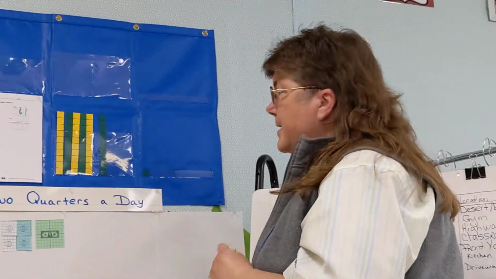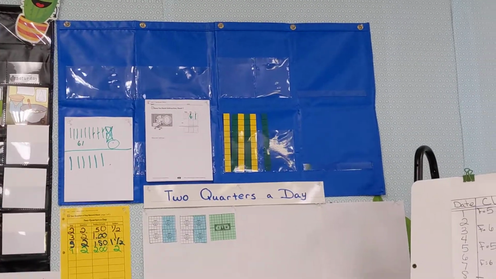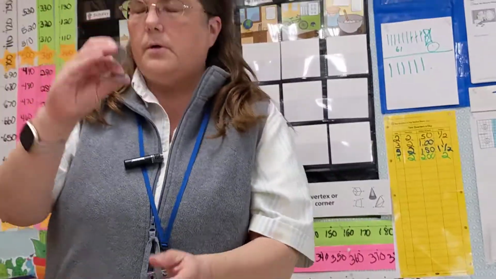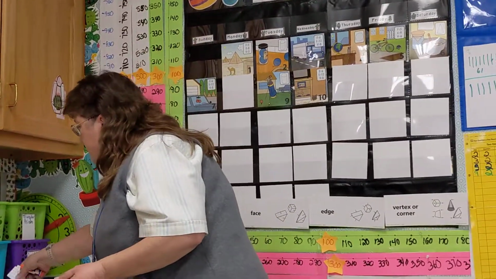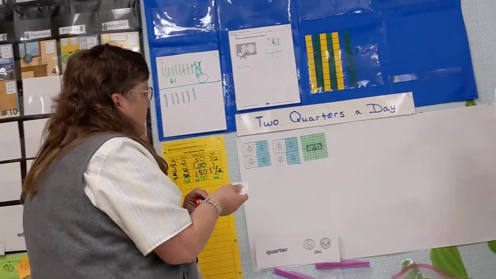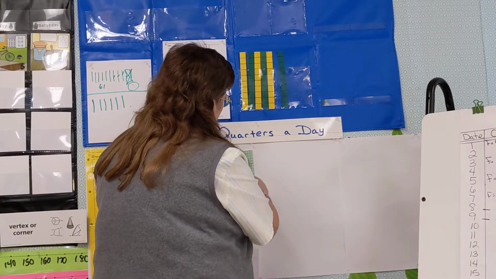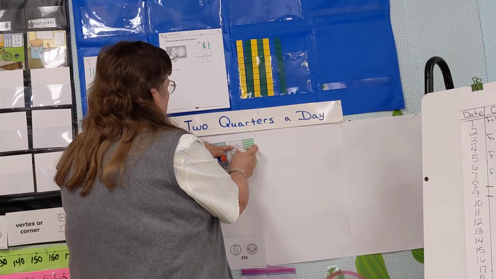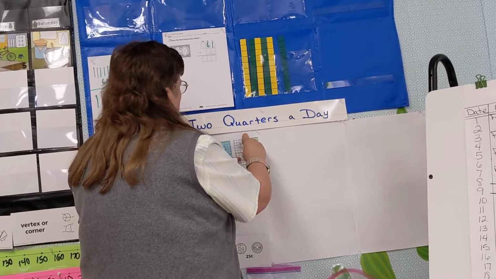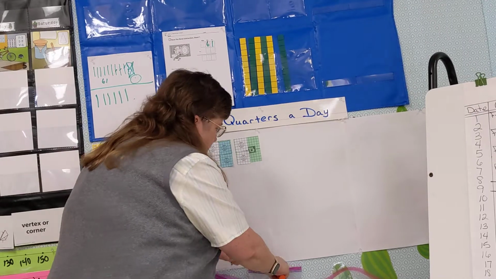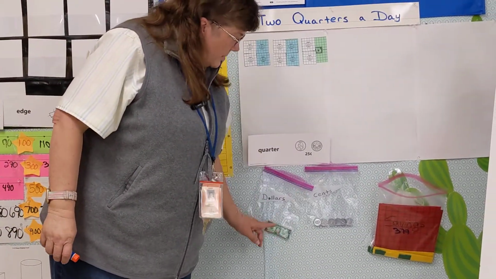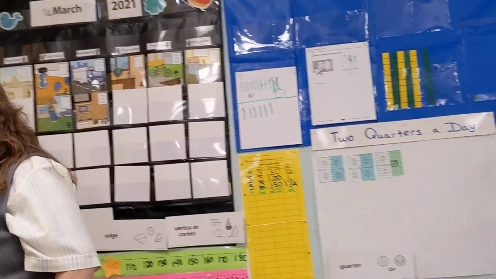Alrighty. Next, let's do our 2 quarters. So I have 2 quarters. And I've got 2 more. And I'll put our 2 in here. And on Friday, we'll see if we can change some of these in for more actual bills.